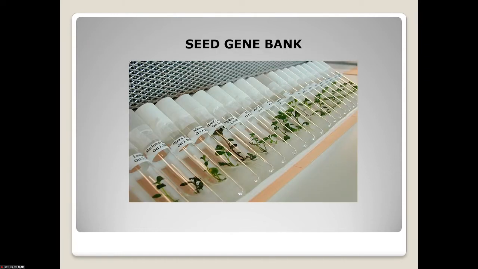Seed gene bank. It is the easiest way to store the germ plasm of the plant at low temperature. Seeds are preserved at very low temperature and they are kept viable for a longer duration.